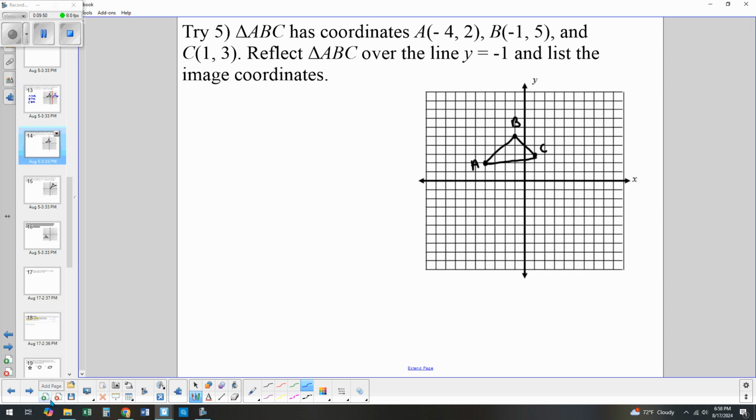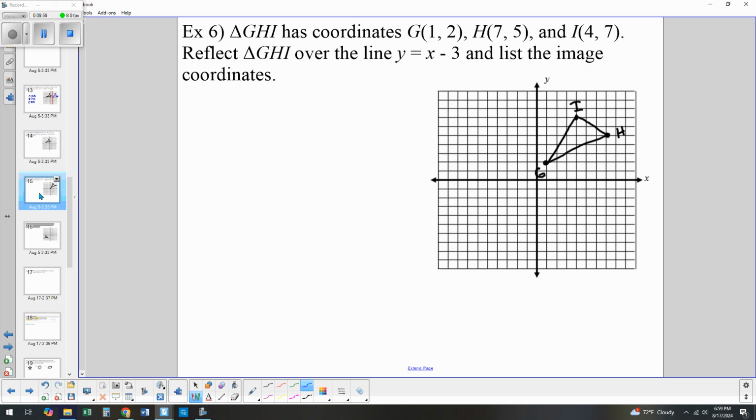All right, here's a try. This one is with a horizontal line because it is y equals negative 1. So if you'd like to give it a shot, pause. The answers are posted online.